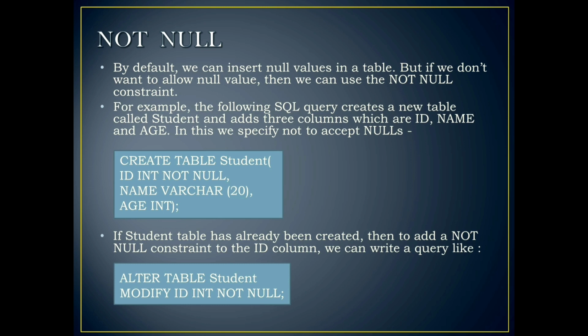Not null constraint. By default, we can insert null values in a table. But if we don't want to allow null values, we have to use not null constraint. The following are two examples. First one is for adding the constraint at the time of table creation, and the second one is for adding it to an existing table.